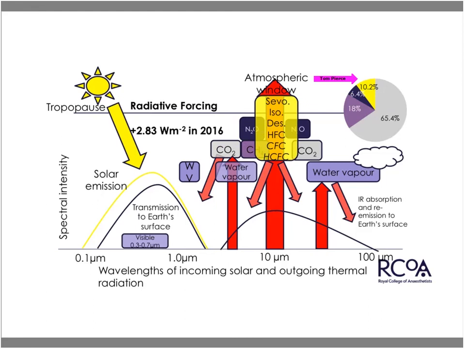Indeed, the yellow constituents here, the sevoflurane and so on, contribute about 10% of that additional radiative forcing, whereas CO2, 65%, methane, 18%, and nitrous oxide, 6.4%.